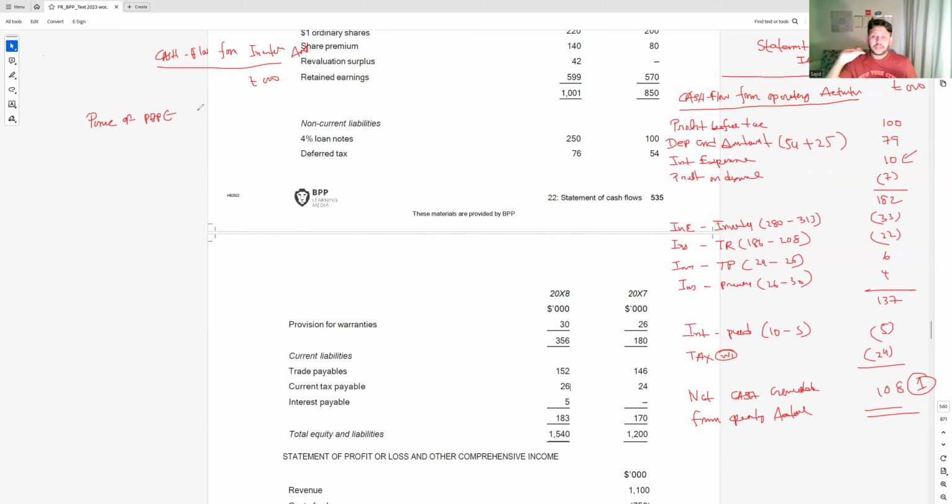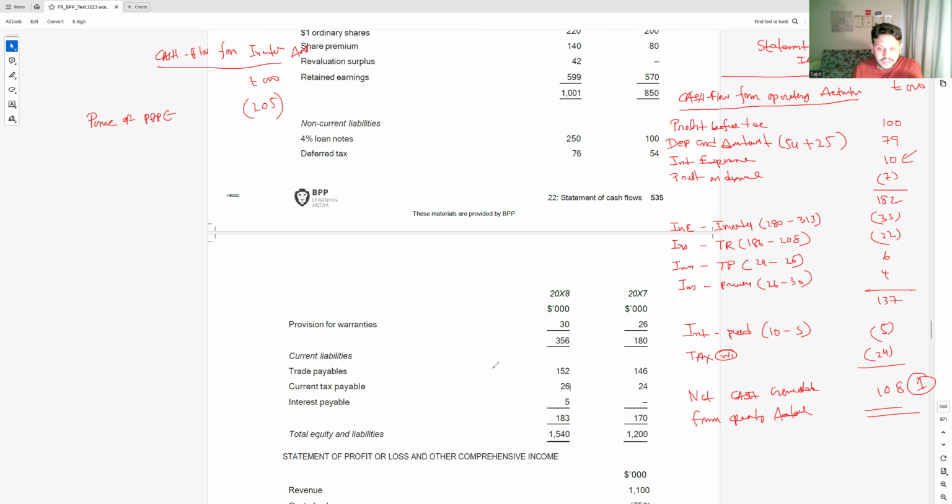So how did we find it out? Opening PPE, disposal, depreciation, gain, and then the revaluation gain, and then we found the closing balance. That shows how much you paid. So I told you to write down the balance. If you remember, it was 205 for the PPE. So 205, and it is a minus because we buy the PPE. If we purchase, the money has to go. So purchase of PPE.